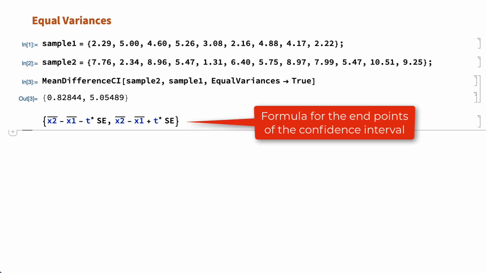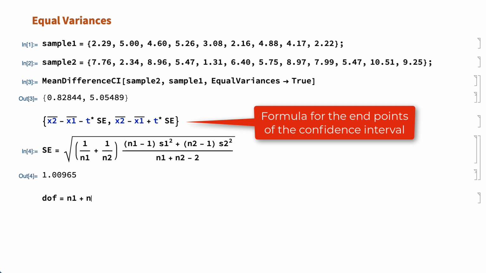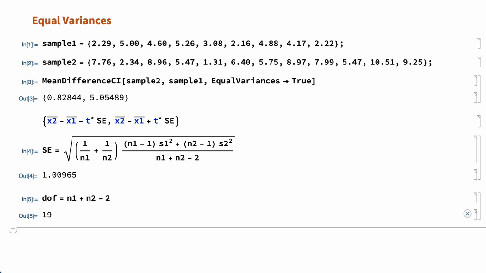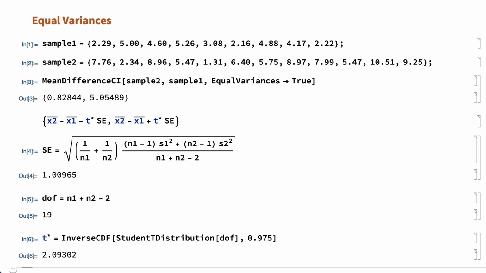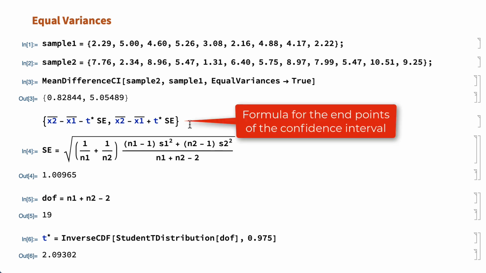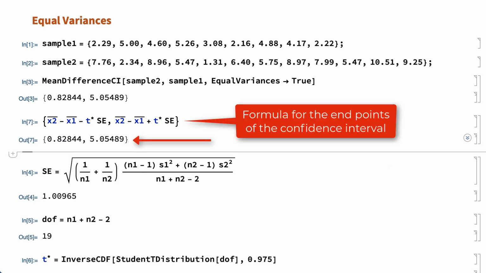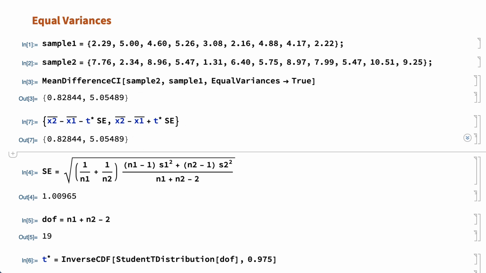The structure of the confidence interval formula is the same as before, but different formulas are used for the standard error SE and for degrees of freedom DOF. The critical value T star is computed using the student T distribution, and after those assignments, evaluating the confidence interval formula gives the same result as the result from the mean difference CI function. If the equal variance formulas are used when the two populations do not have the same variance, then these formulas will usually give inaccurate confidence intervals.